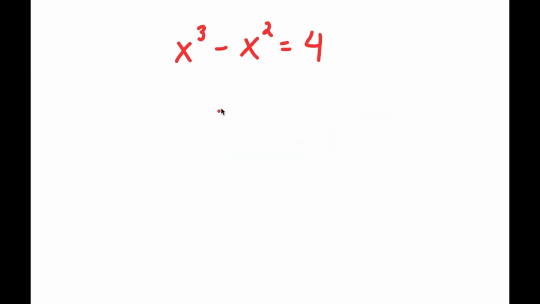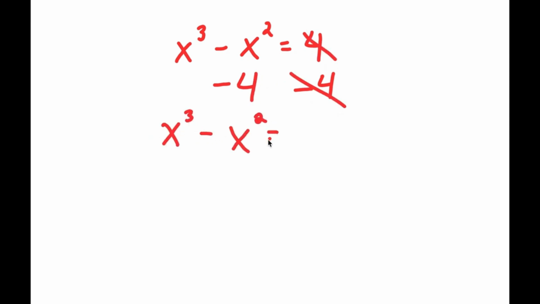Alright, so in this problem, I have x to the power of 3 minus x squared is equal to 4. So I'm going to start by subtracting 4 on both sides. So these two cancel out, and I get x to the power of 3 minus x squared is equal to negative 4. Sorry, I did this wrong. I'm supposed to have x to the power of 3 minus x squared minus 4 is equal to 0.